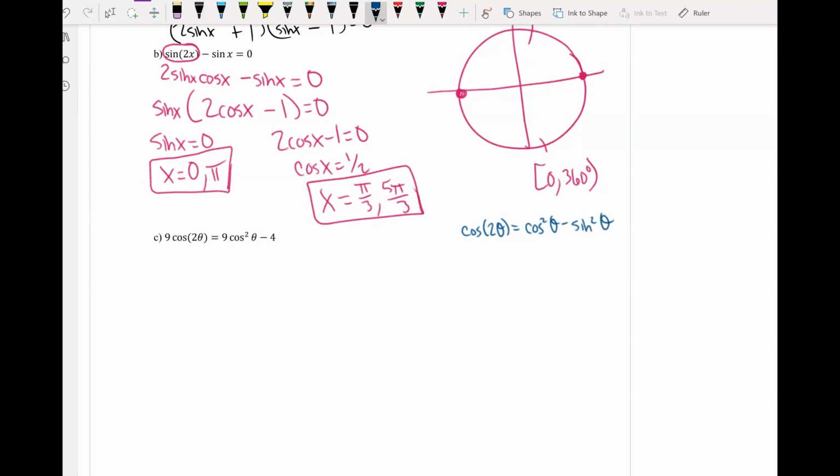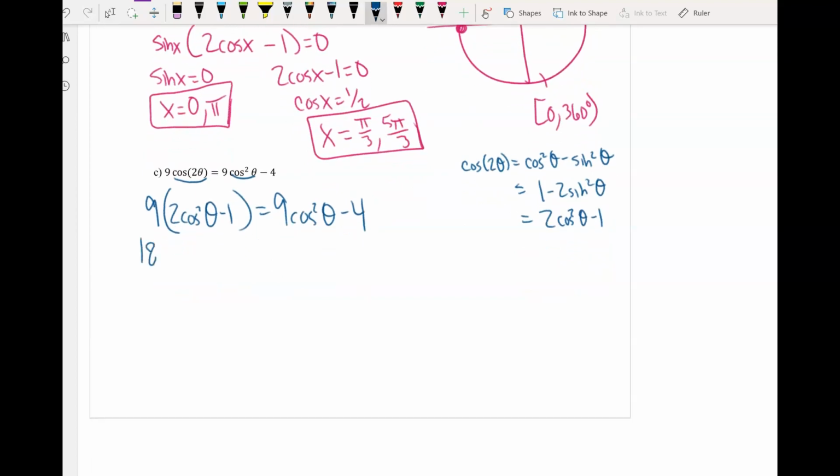It doesn't look like that one's going to work because I want to make it into a cosine. There's another one that has 1 minus 2 sine squared theta. That also is not going to work because we don't want to have 2 different trig functions. So it looks like our other alternative will be 2 cosine squared theta minus 1. This one seems a little bit feasible because it has a cosine. So I'm going to replace the cosine 2 theta with that identity. So 2 cosine squared theta minus 1 equals 9 cosine squared theta minus 4.